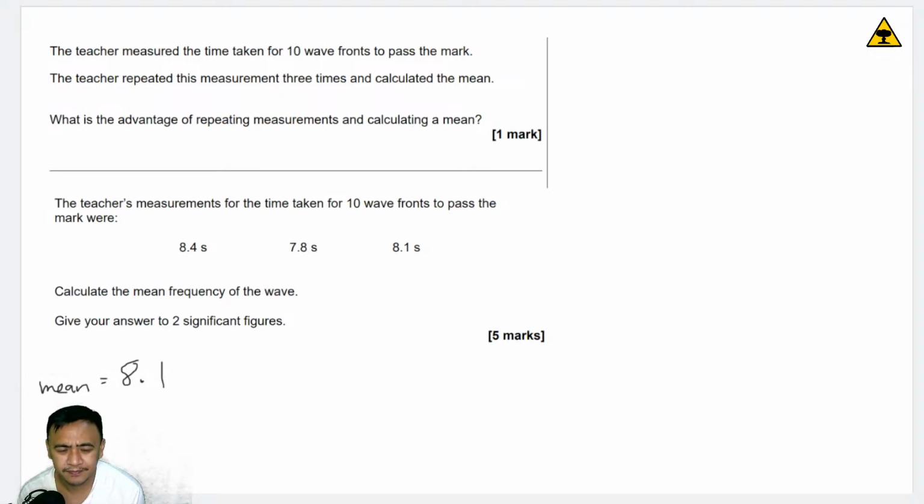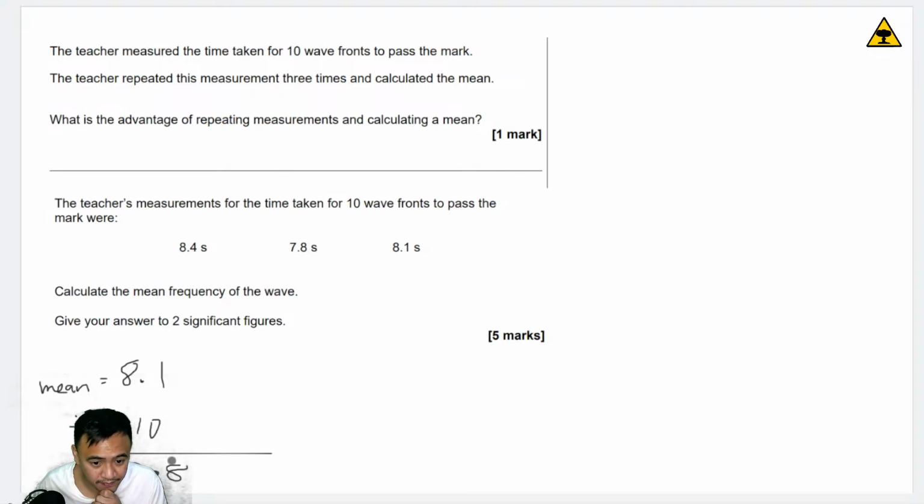And you find the frequency by dividing by 10. So, mean, okay, so divide by 10. That's going to be equal to 0.81, sorry. Okay, and then what?